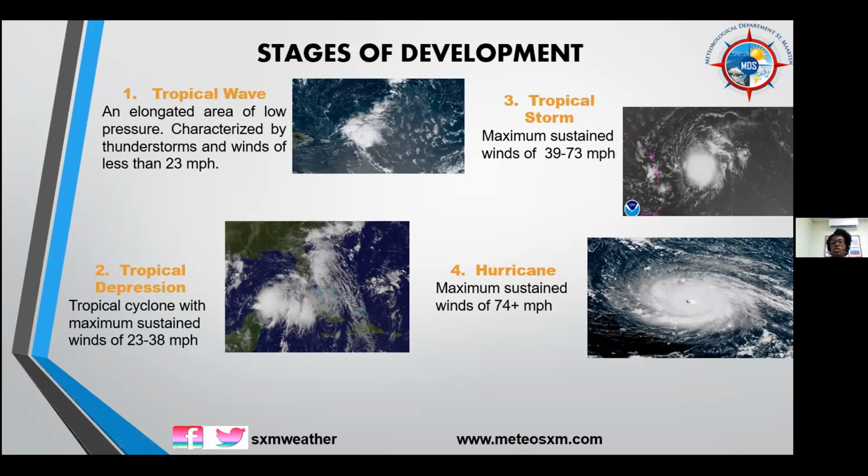Then if the conditions continue to be right, again, the fourth stage is that it becomes a hurricane. And a hurricane is anything from sustained winds of 74 and higher. So that's where we have a hurricane. And you can see the image is really better organized. It has a little eye in the center. So that's when it's a hurricane.